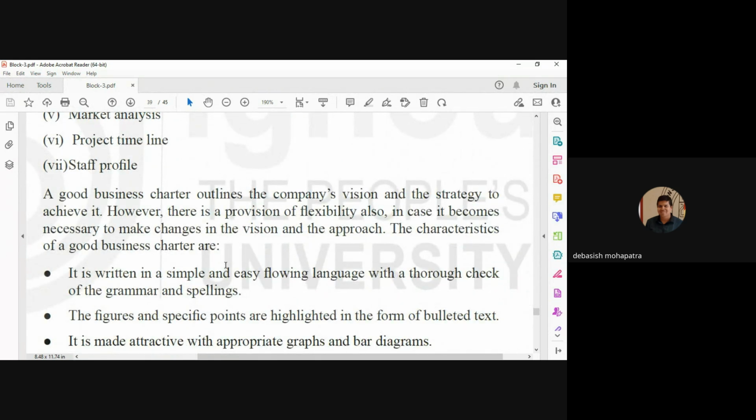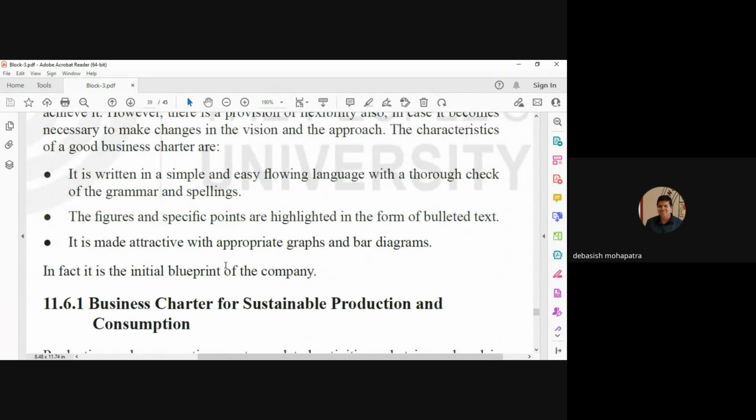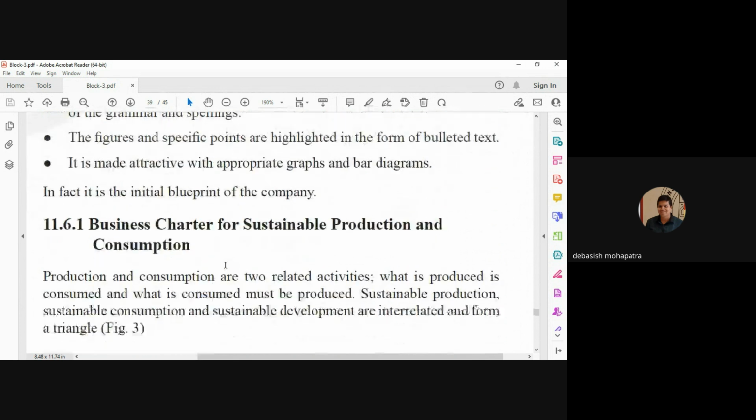So the characteristics of a good business charter are: it is written in simple and easy flowing language with a thorough check of the grammar and spelling. The figures and specific points are highlighted in the form of bulleted text. It is made attractive with appropriate graphs and bar diagrams. In fact, it is the initial blueprint of the company.